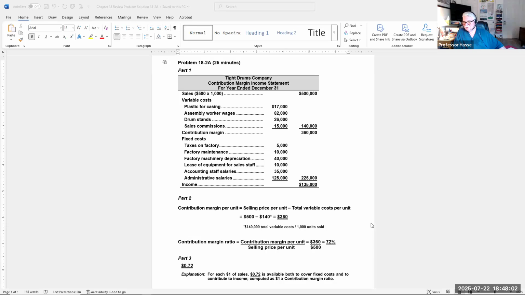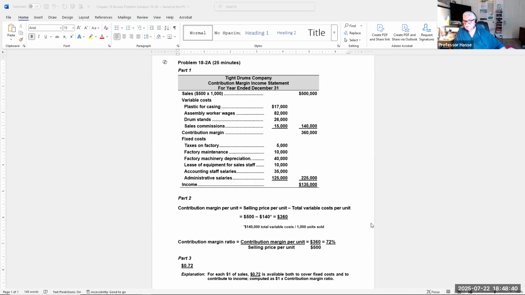Notice sales commissions is there, and that's what sometimes gets students very confused. Mr. Hassey, why is sales commissions a variable cost and lumped in with plastic for casing, assembly workers' wages, and drum stands? The key thing there, this is not an analysis of product and period costs. It's an analysis of costs that change by volume, variable costs, and sales commissions go up and down with the more units you sell. So our contribution margin here in total dollars is $360,000.